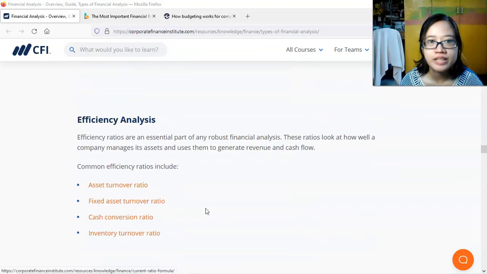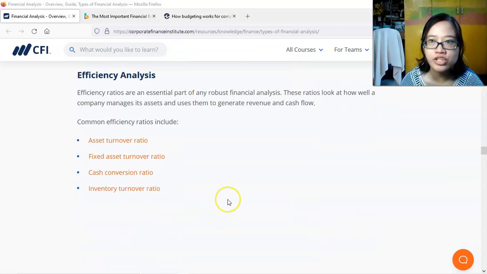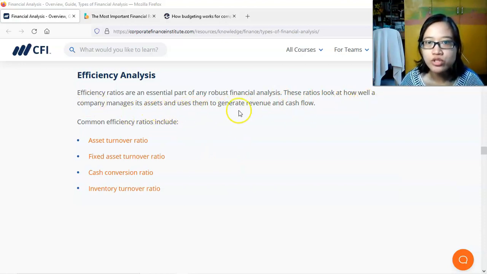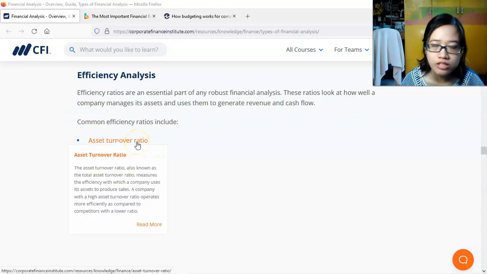Moving on. Efficiency analysis. Ang efficiency, again, utilization of resources to obtain maximum profit. So, ibig sabihin, nagagamit ba ng maayos ng company yung kanilang resources to earn revenue. Okay? Look at how well a company manages its assets and uses them to generate revenue and cash flow. So, common efficiency ratios, asset turnover. Normally, ginagamit to sa receivable, saka sa inventory turnover.